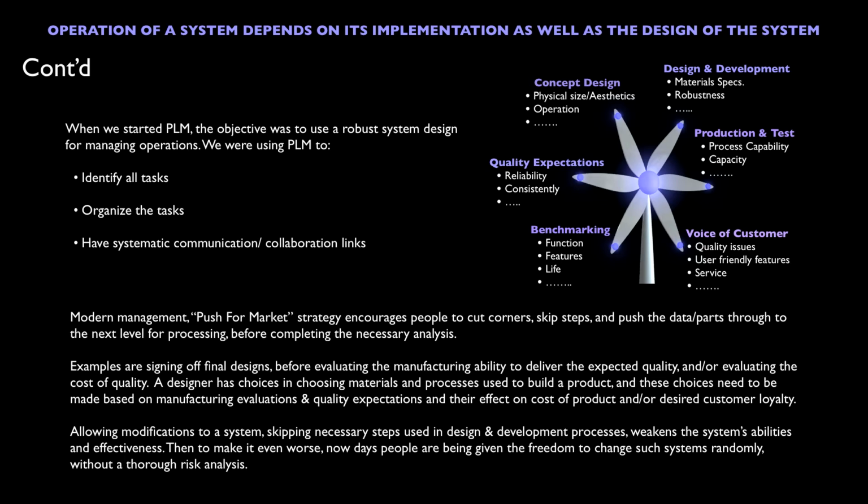A designer has choices in choosing materials and processes used to build a product, and these choices need to be made based on manufacturing evaluations and quality expectations and their effect on cost of product and or desired customer loyalty. Allowing modifications to a system, skipping necessary steps used in design and development processes, weakens the system's abilities and effectiveness. Then, to make it even worse, nowadays people are being given the freedom to change such systems randomly without a thorough risk analysis.